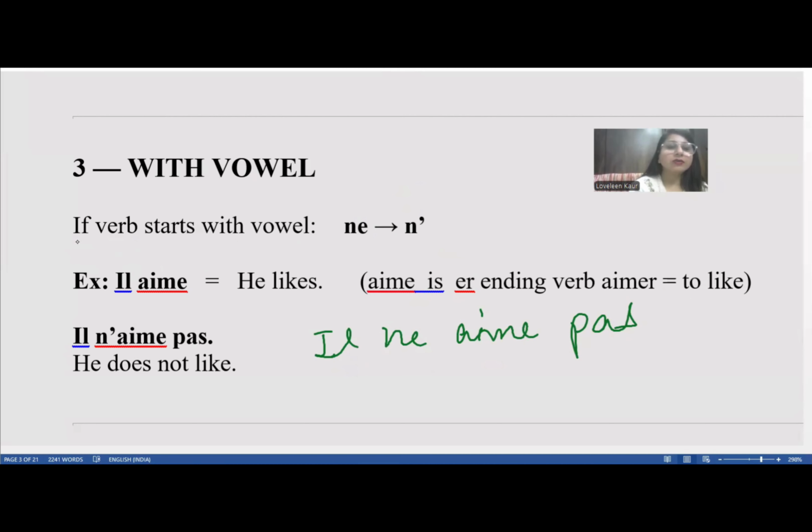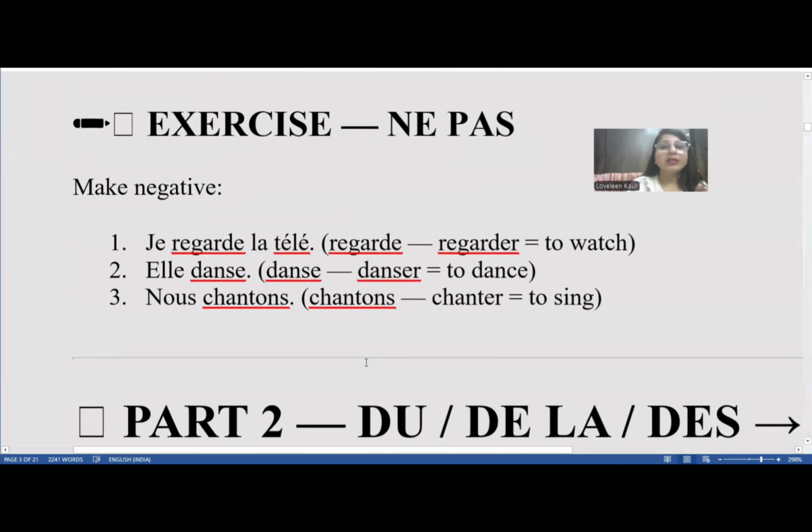It doesn't sound correct. Okay, so what we'll do, because these two vowels cannot exist together, so this vowel has to go. So we'll drop this vowel and we'll put an apostrophe here, right? Like this, the way I have written. All right, so it will become il n'aime pas, isn't it? It's a quicker version. There is more fluency, il n'aime pas, rather than saying il ne aime pas. So it's better, they will simply say il n'aime pas. So this is the way you can make a negative sentence. He doesn't like.